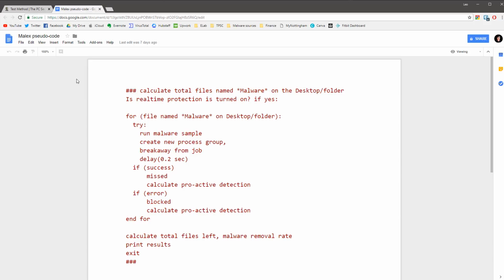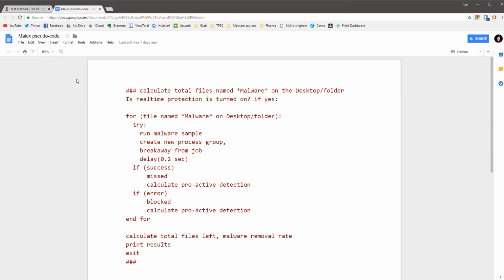First, it finds every file with the name malware, and then we essentially have a try block where it tries to run the malware sample as a new process group. This is important because I don't want the malware to run as a subprocess. Also, I don't want the test to stop and wait for the malware to finish execution, because that would be problematic and might also cause the AV to flag the script, which is why I run every single file as a new process group and I do a breakaway from the current job. So it gets executed on its own time, but the test continues.